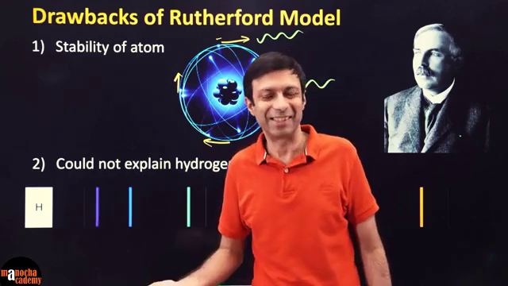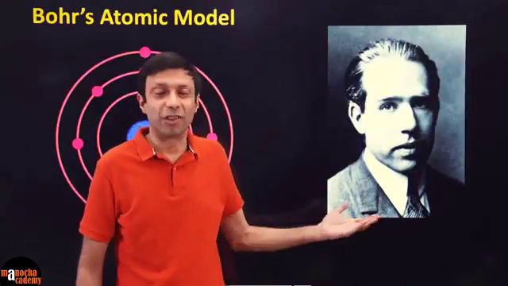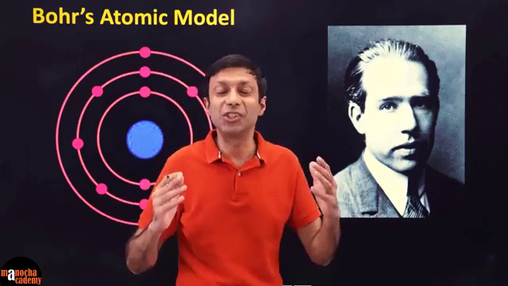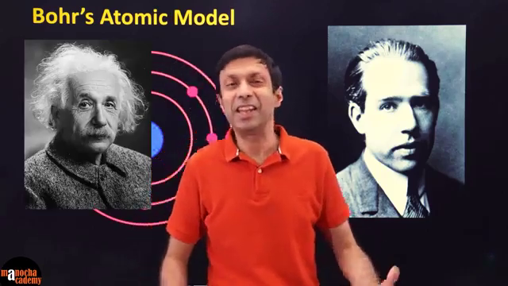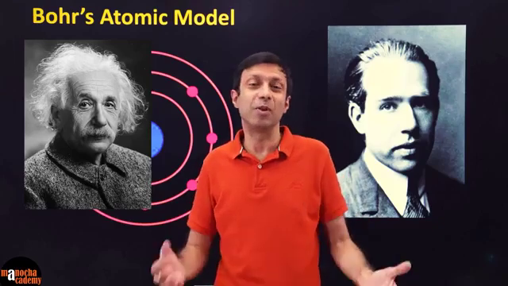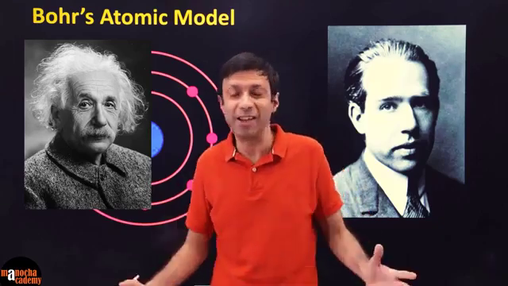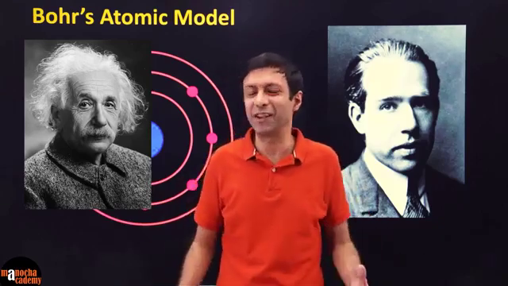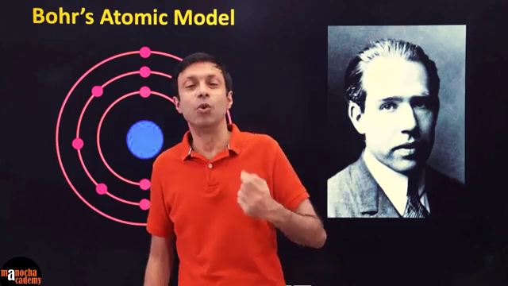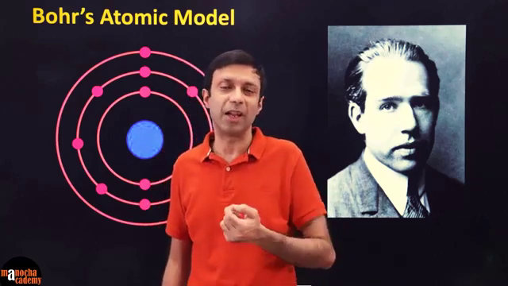So these were the drawbacks of Rutherford's model, and let's take a look at what Niels Bohr's model was and how he rectified this. Niels Bohr, the famous scientist who challenged Albert Einstein, had many debates with Einstein. Both of them really admired each other, but they had a lot of scientific debates. So he came up with the model which is called the Bohr atomic model.